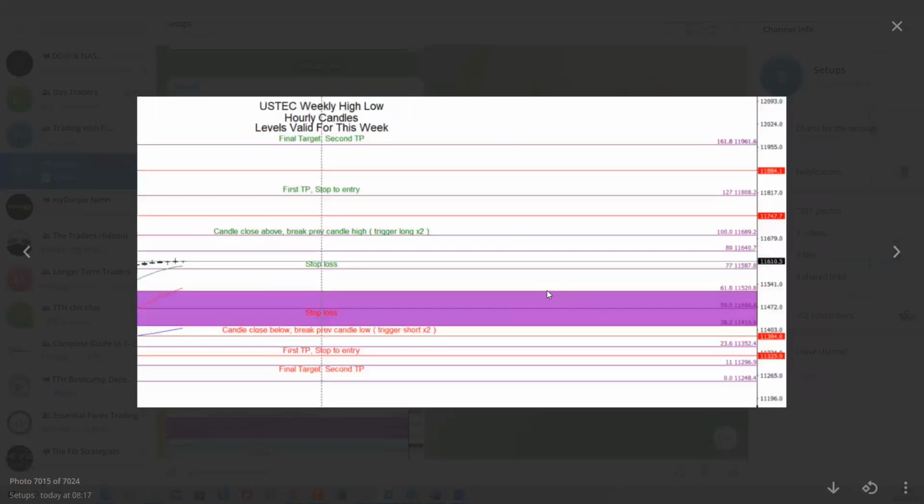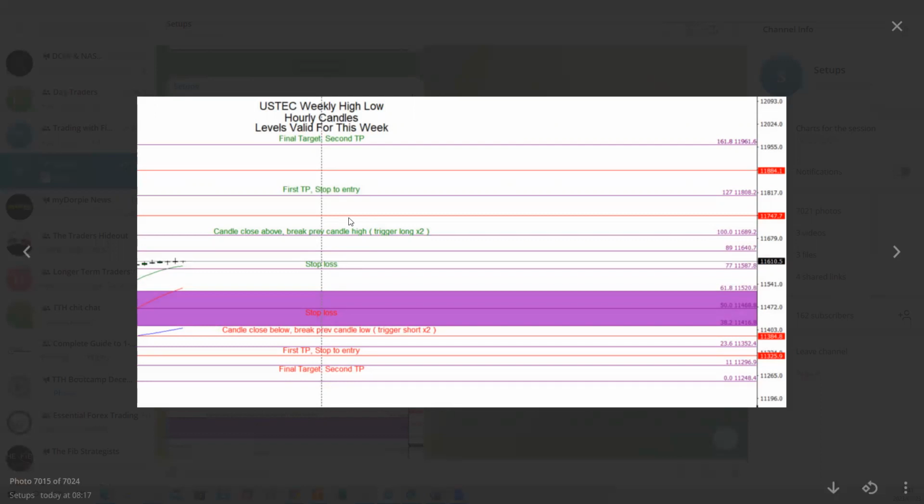On the US Tech weekly high-low, currently between levels of 77 and 89. If you look at moving averages, 8 is above 21 above 50. That's indicating trend is up. So what we look for now is candle close above the 100 level, break previous candle high to aim for the 127 first TP, 161.8 second TP, and stop loss being at the 77.